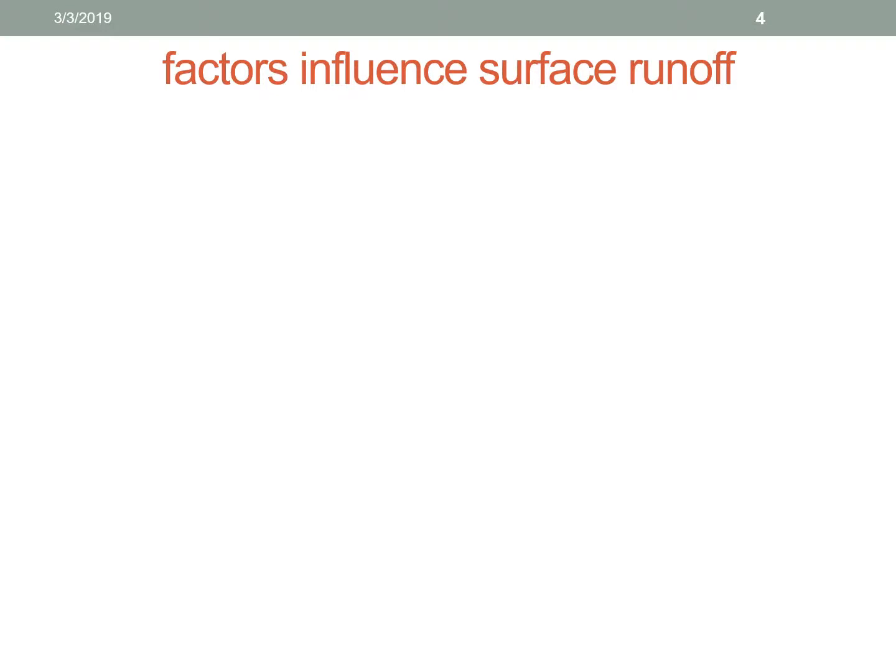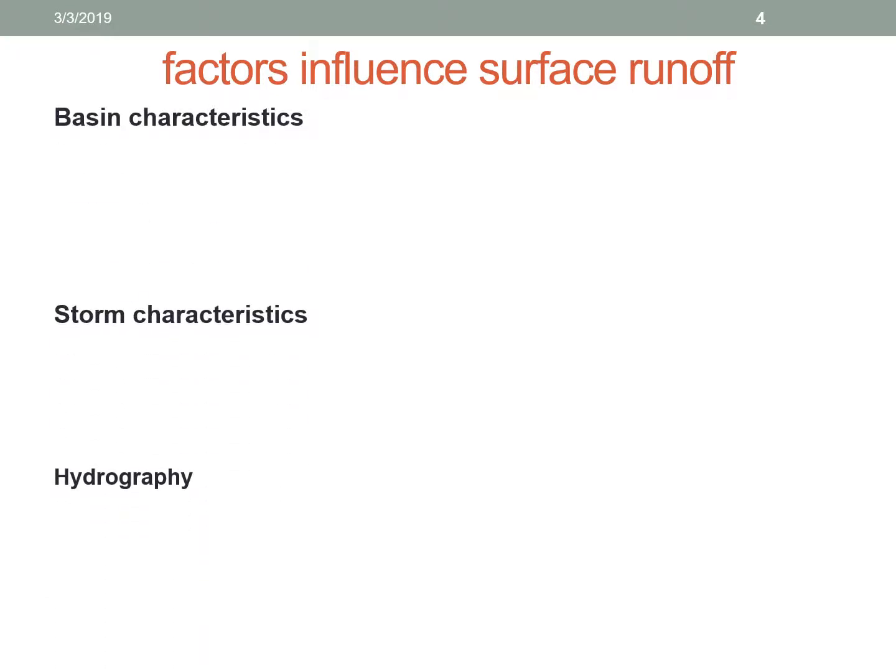Factors influencing surface runoff: basic parameters, storm parameters, storm characteristics, and hydrography. First, basic parameters. Size is very important. Shape, slope, land use, and soil type. These are for the catchment. So the size of the catchment is important, shape is important, slope. The more slope, as you see, the larger the flow rates you will have.